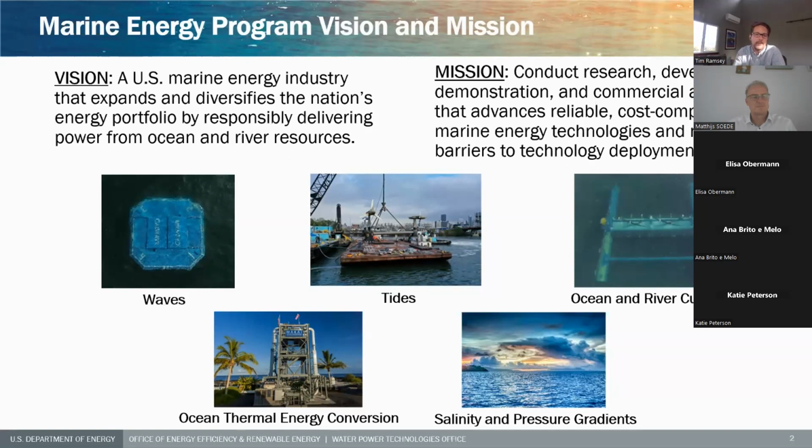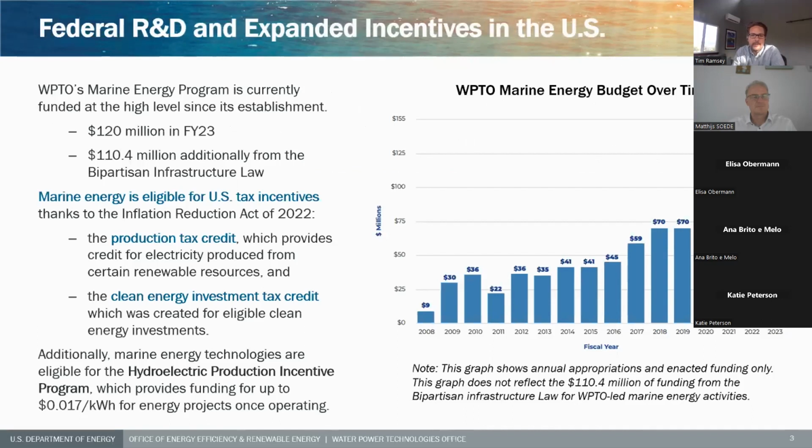Our mission within the office is to support R&D activities, commercialization activities, advancing technologies towards commercialization, as well as trying to reduce the barriers to technology deployment. So here's a snapshot of our funding over the years. Our program was initiated in 2008. You can see our funding in that graph off to the right. We've grown steadily over the years. We had a pretty big jump from 2019 to 2020. And in the current fiscal year, 2023, we're actually funded at the highest level in the history of the program at $120 million.